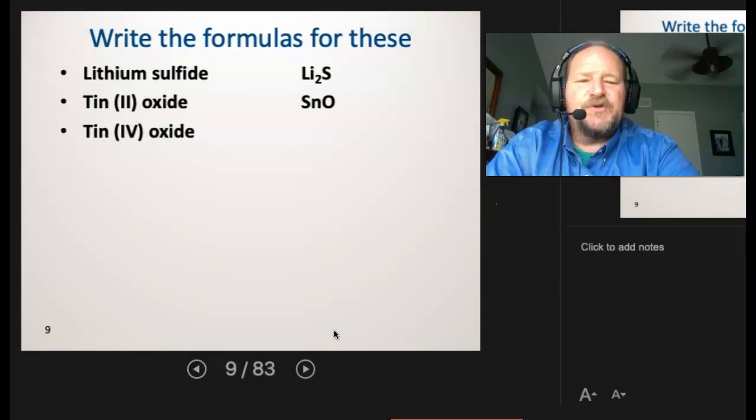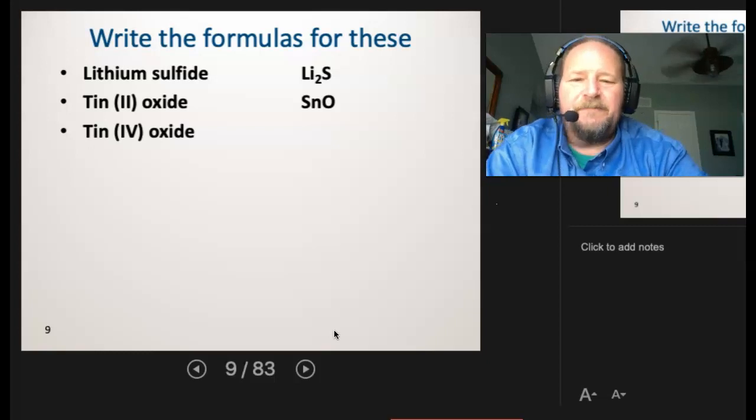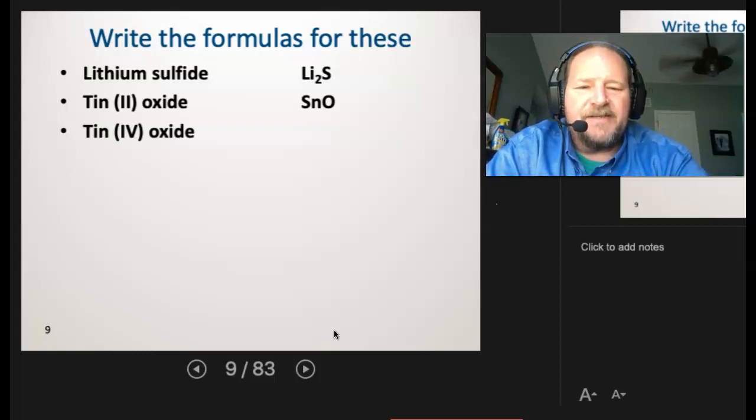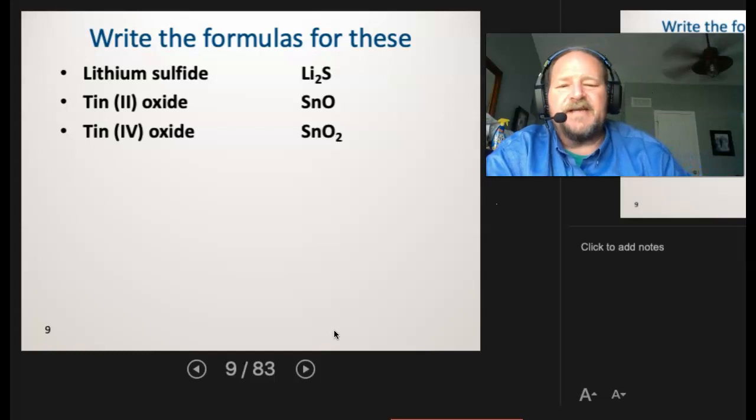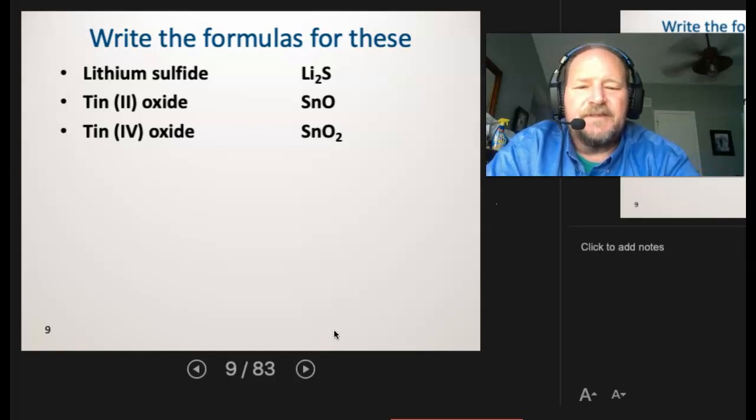All right, how about tin(IV) oxide? Well, here we're going to play the same game, right? So tin has got a cation charge of +4, so it's Sn +4, and then O -2. And when I crisscross those, I get Sn2O4, which reduces to SnO2. All right, hopefully that's going well.